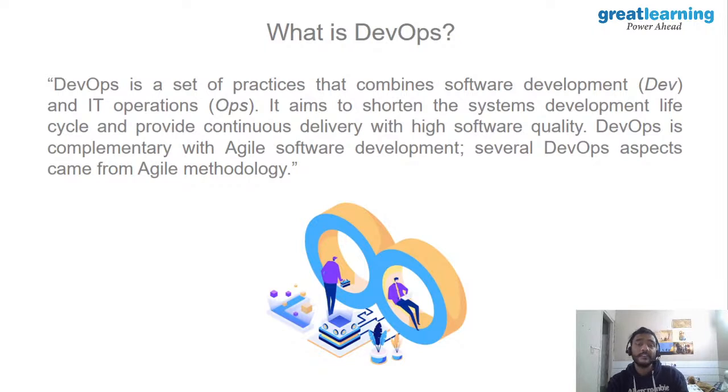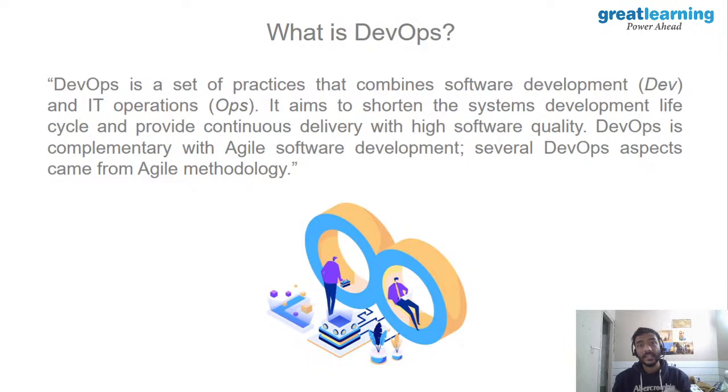The proper definition is: DevOps is a set of practices that combine software development and IT operations. It aims to shorten the system development lifecycle and provide continuous delivery with high software quality. DevOps is complementary with agile software development, and several DevOps aspects come from agile methodology. So what they're saying is the same thing as I told you guys. The whole aim is to make sure that the software we are delivering is of the highest quality. That's the whole aim of DevOps. And how do we do it? We'll learn about that.